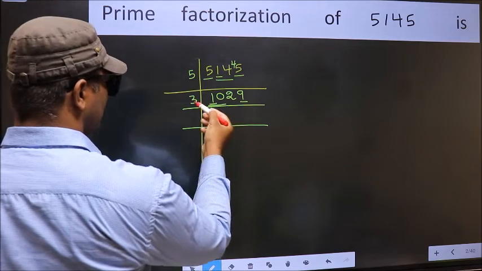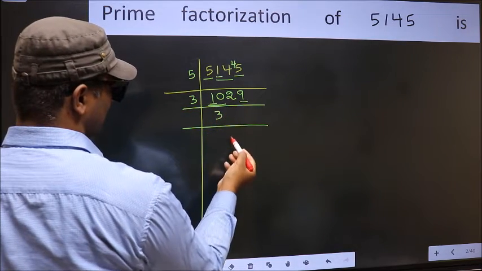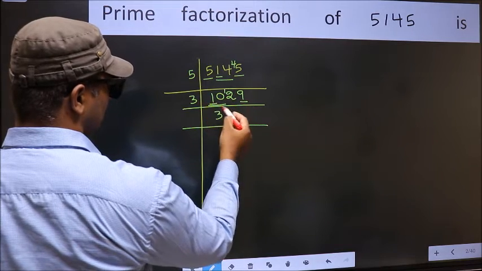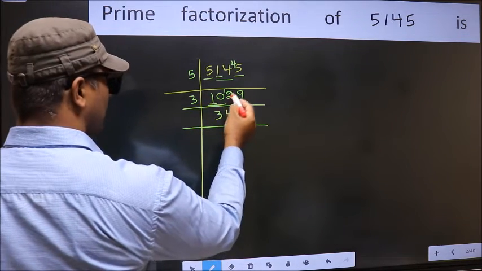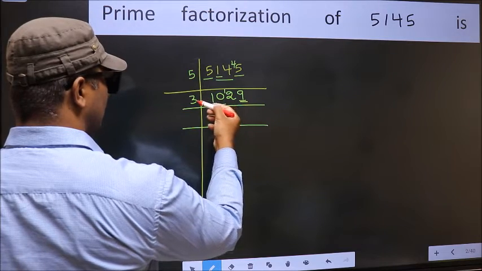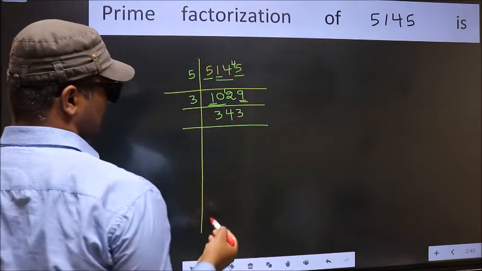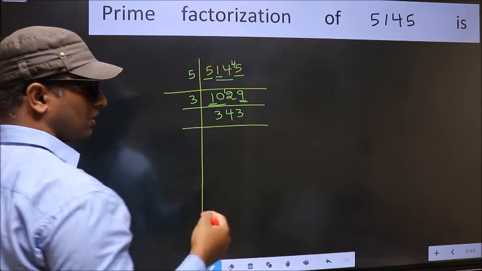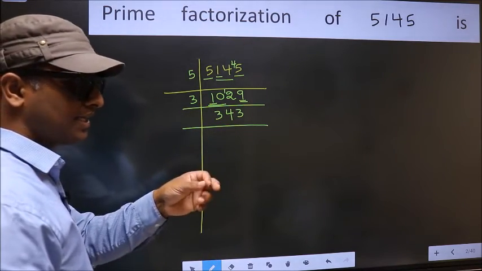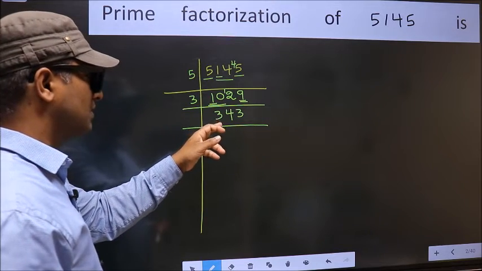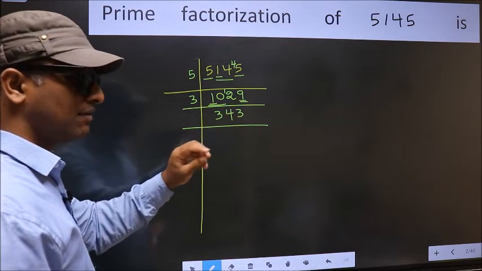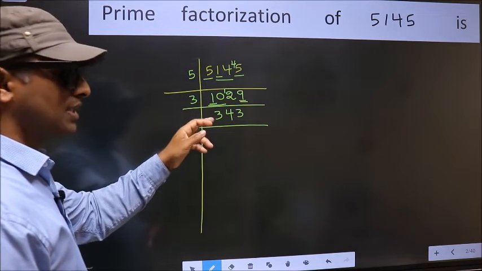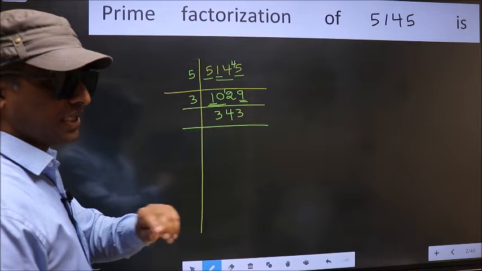A number close to 10 in the 3 table is 3 3s 9. 10 minus 9, 1, 1 carried forward, 12. When do we get 12 in the 3 table? 3 4s 12. The other number 9, when do we get 9 in the 3 table? 3 3s 9. Now to check whether it is divisible by 3 or not, add the digits. 3 plus 4 plus 3 equals 10, and 10 is not divisible by 3, so this number is also not divisible by 3.